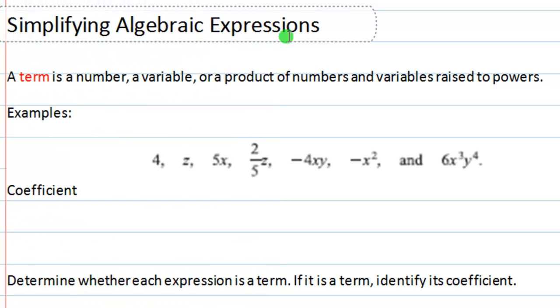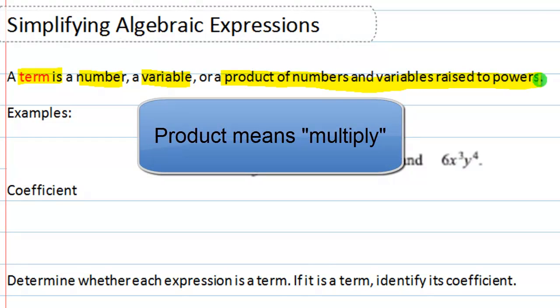Today we're going to talk about simplifying algebraic expressions. First, we need to define what a term is. A term is a number, or a variable, or a product of numbers and variables raised to powers. So let's see some examples.